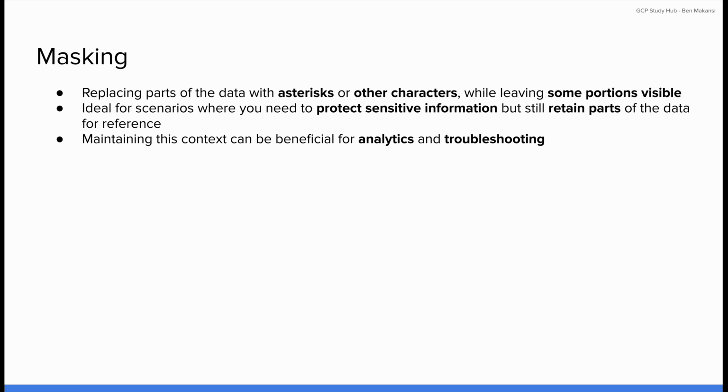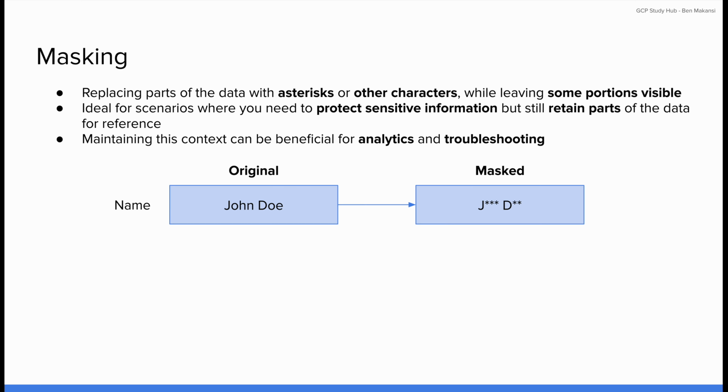And we're going to look at a few examples. First, look at the name here. The original John Doe is masked to J with some asterisks and D followed by asterisks. We're hiding most of the name, but keeping enough visible for general reference, at least to see the initials.